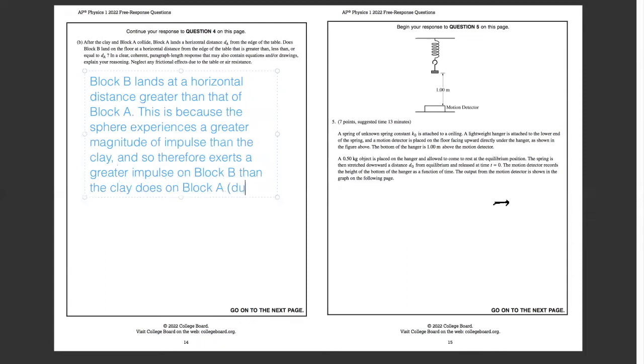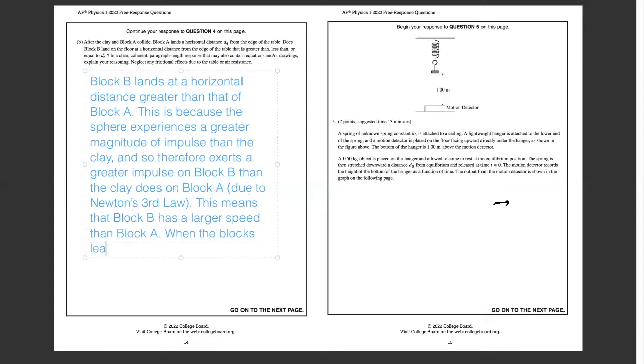And in parentheses, due to Newton's third law, which states equal and opposite forces. So due to Newton's third law, this means that block B has a larger speed than block A. When the two blocks leave the table, their horizontal velocities remain unchanged. They start at the same height. They reach the ground at the same time.